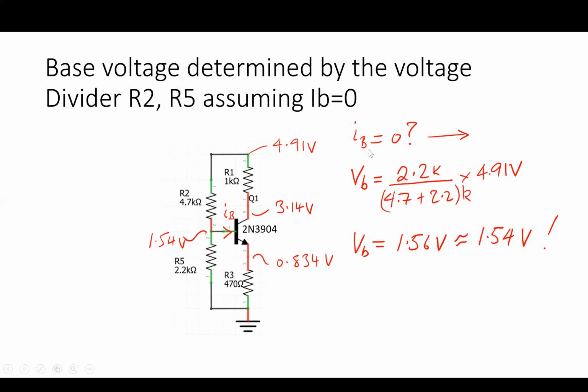And so here is the equation for the voltage divider circuit. This voltage here is 2.2K divided by 4.7 plus 2.2K, and that times 4.91 volts is 1.56 volts, which is essentially equal to the 1.54 volts we measured here. So this base voltage is determined by this voltage divider, and it doesn't care that there is a transistor hung off it.